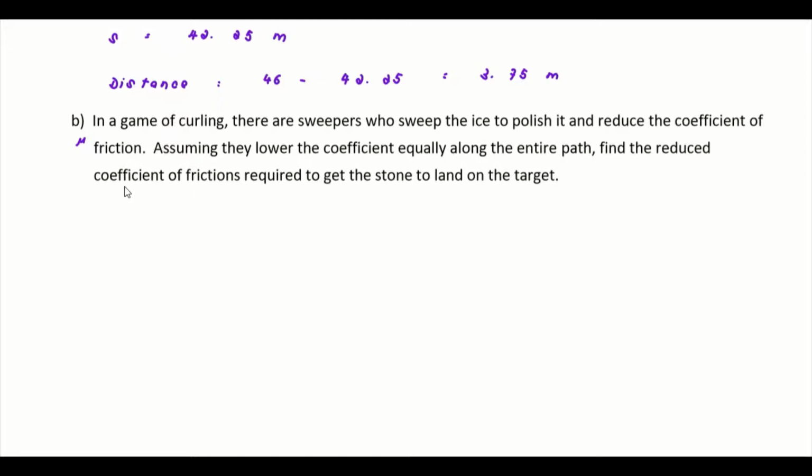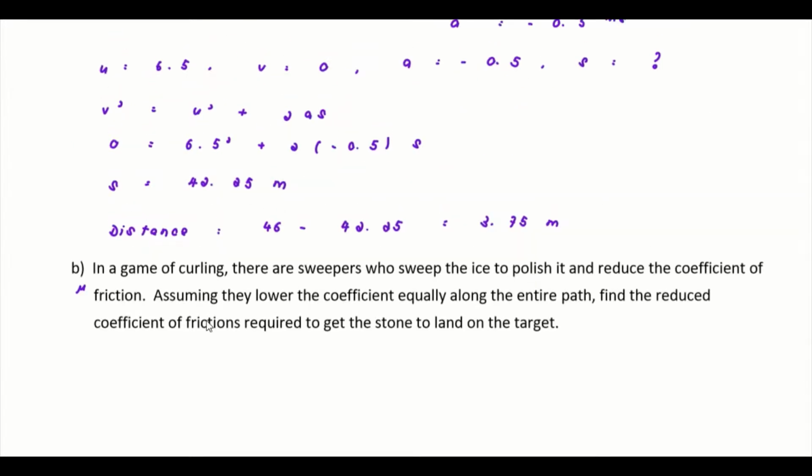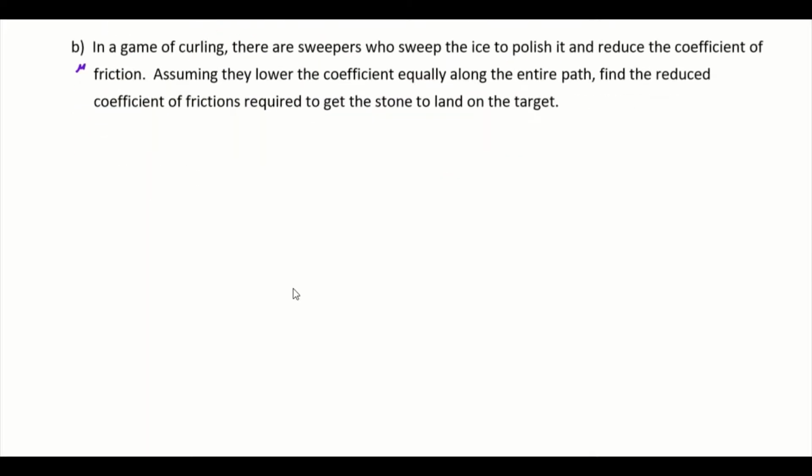Now for us to find out the coefficient of friction, we need to do the opposite, which is to find out what the acceleration is now for the stone to reach the target. So in this case, we have the same thing: the initial velocity is equal to 6.5.